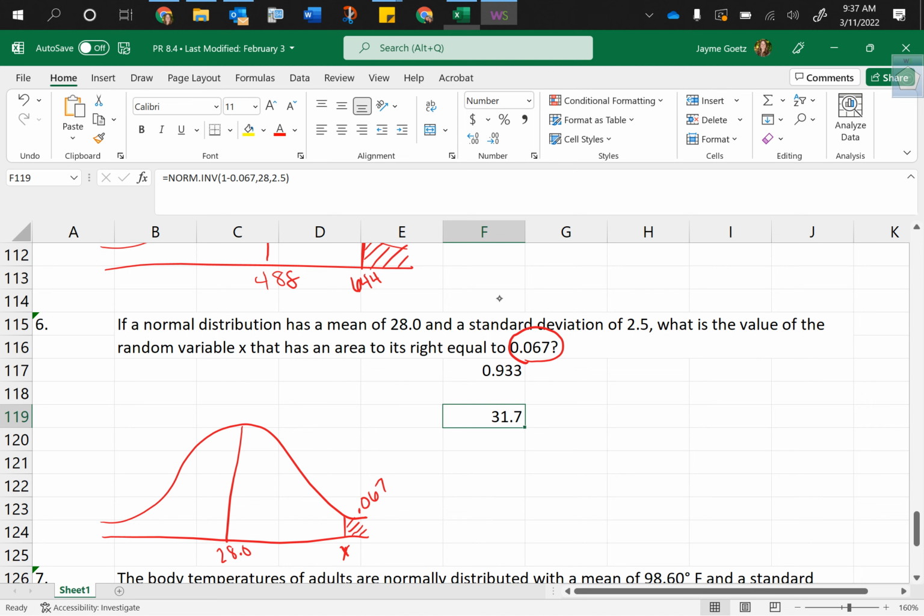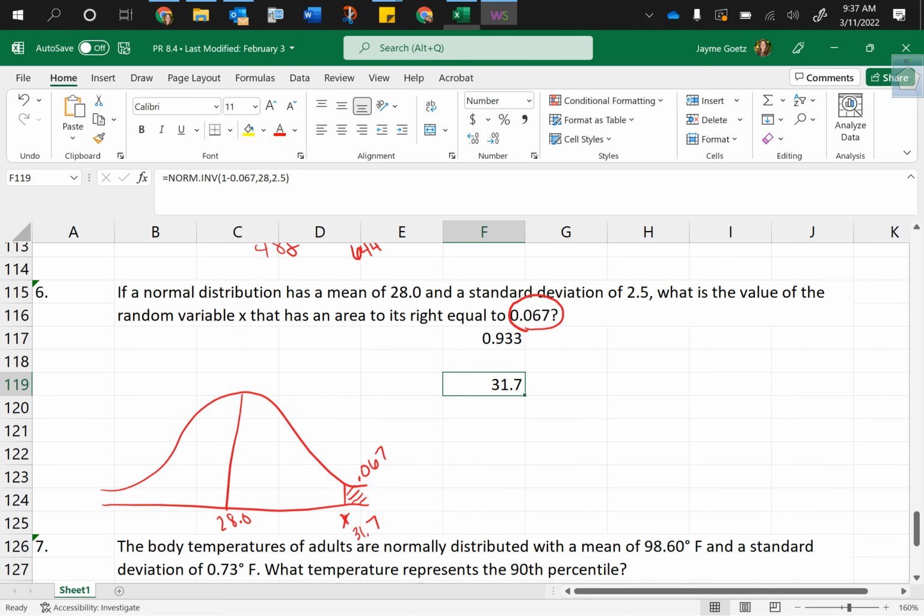Show me your thumb. Good. That's what I like. All right, let's go to number 7.